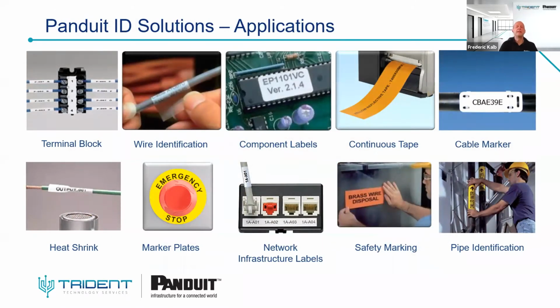Of course, in these different markets, you have a multitude of applications, and we have solutions to meet all types of applications. This goes from the terminal block marking labels, the one you see at the top left of the screen, to the pipe marking labels at the bottom right. And you see different other applications, including heat shrink, component labels, cable markers. So our solutions have been developed to meet the constraints of the various applications that appear on the screen.